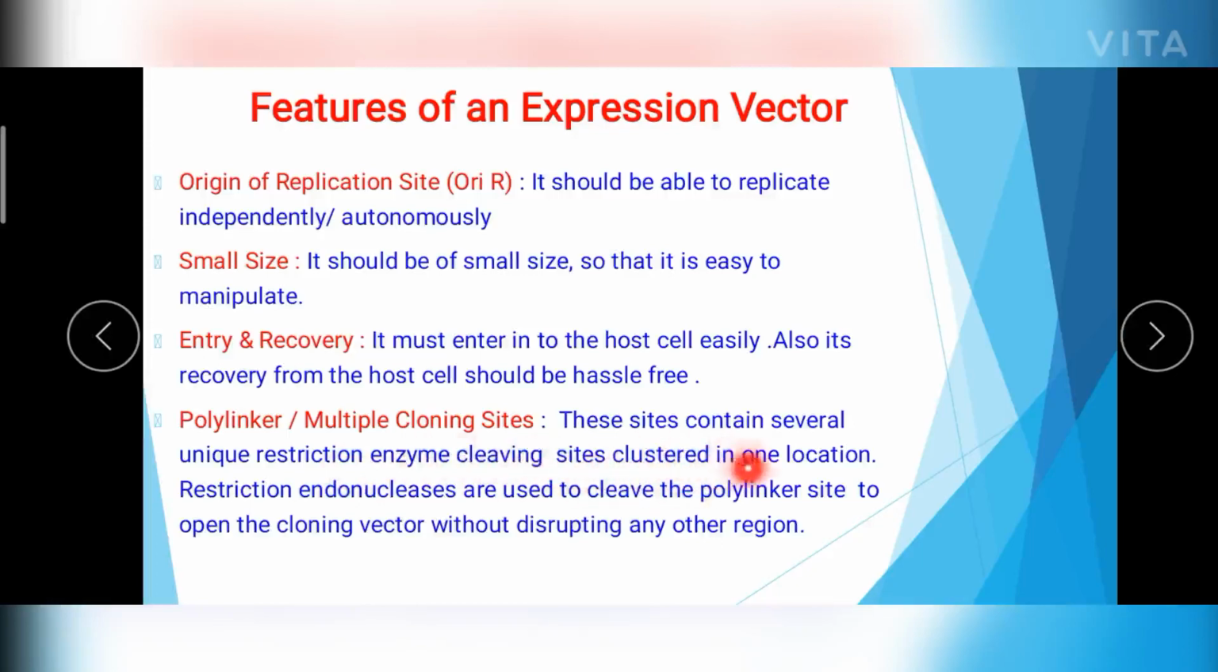Then the next one is the polylinker site or multiple cloning site. These sites contain several unique restriction enzyme cleaving sites clustered in one location. If the restriction sites are present here and there, the vector is broken down into fragments. If they are clustered in one location, you can cut the vector only at that site, open the vector and insert our foreign gene. That is the use of the polylinker site.